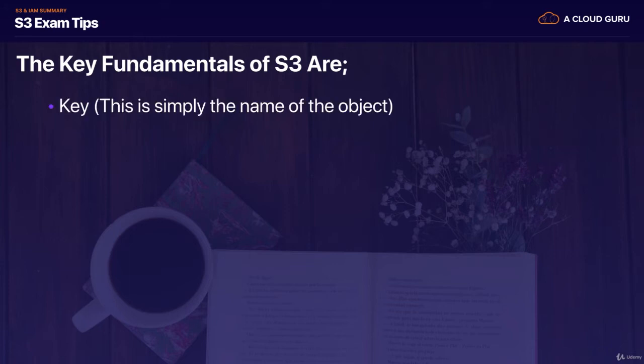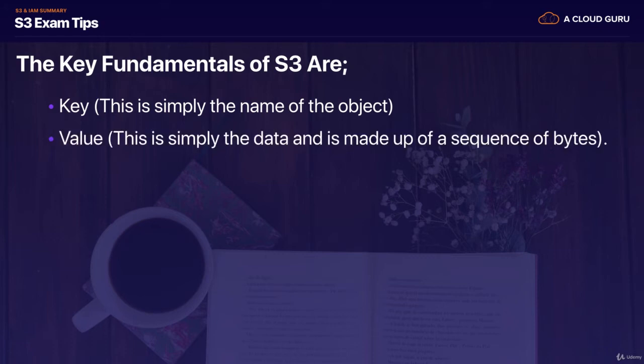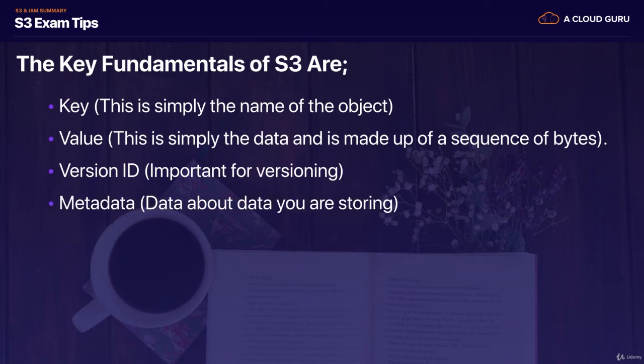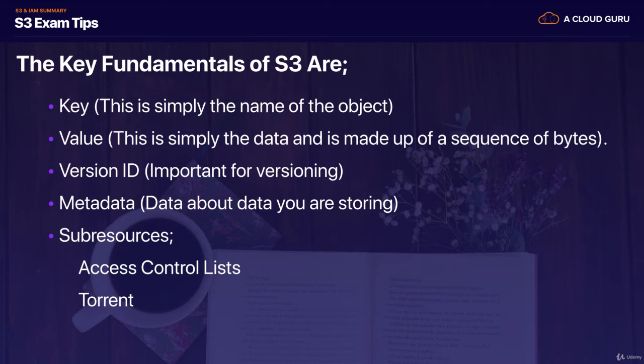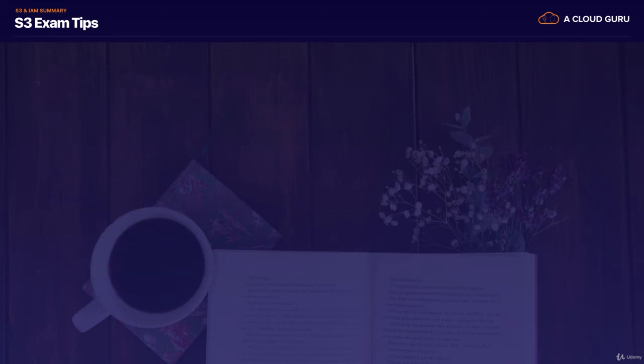So basically S3, you've got a key, and this is simply the name of the object. You've then got a value, and this is simply the data. It's made up of a sequence of bytes. So sometimes people refer to S3 as a key value pair. We then have the version ID, which we saw when we turned on versioning. We have metadata, so we have data about data that we're storing, and we do that through tags. And then you get some sub-resources such as access control lists and then torrents as well.